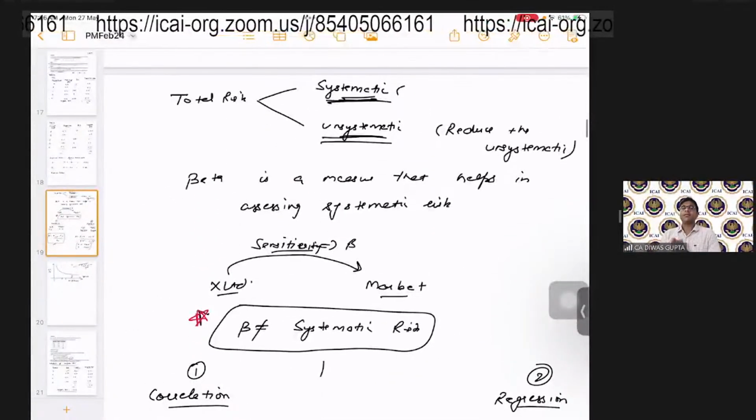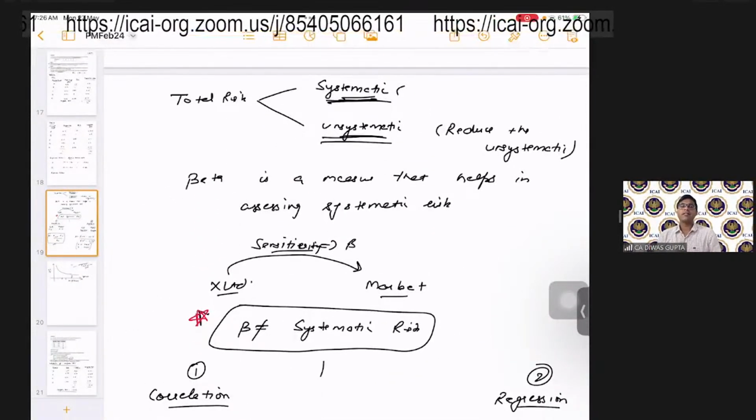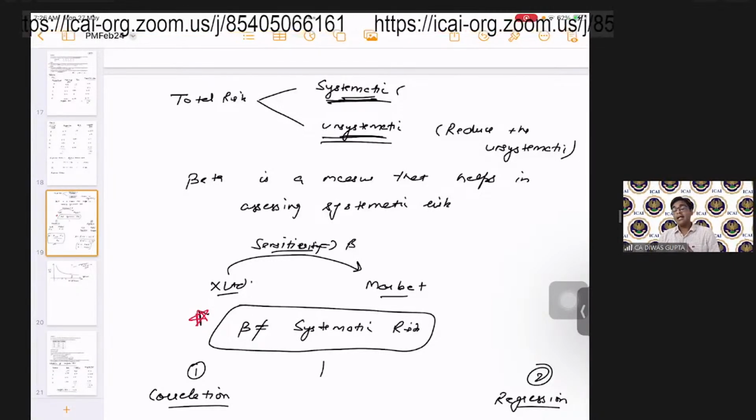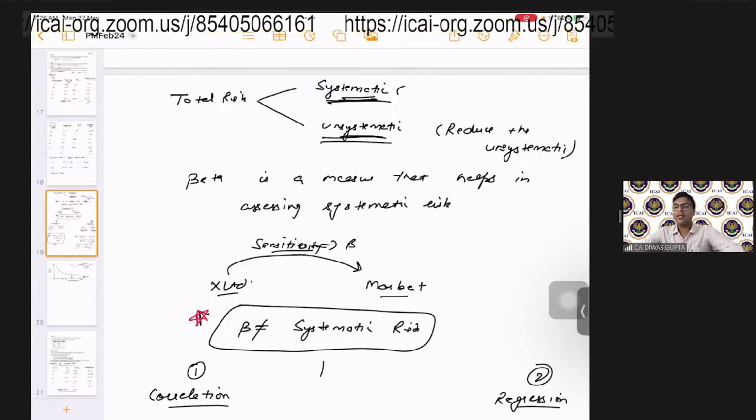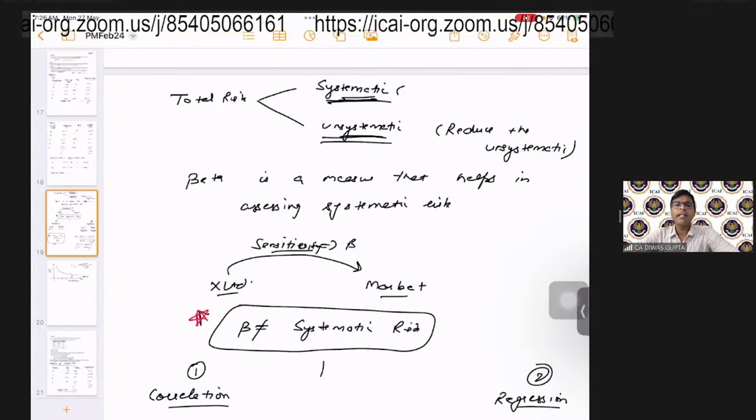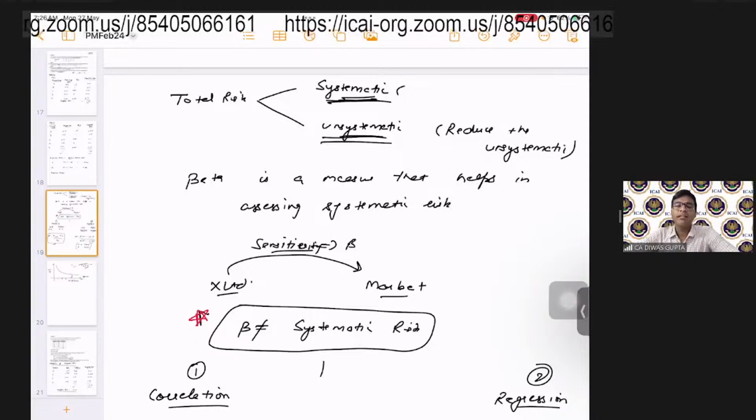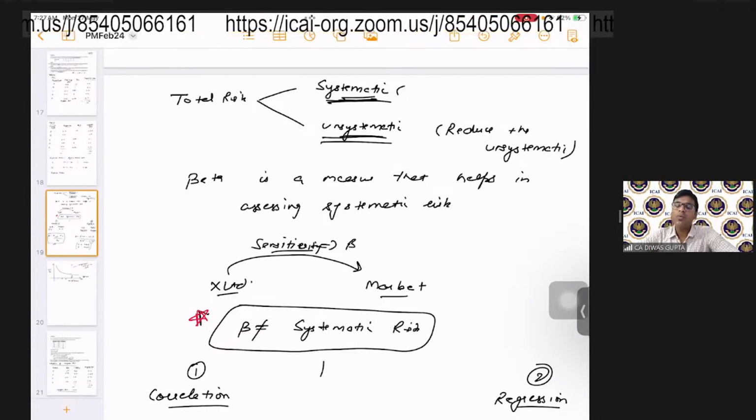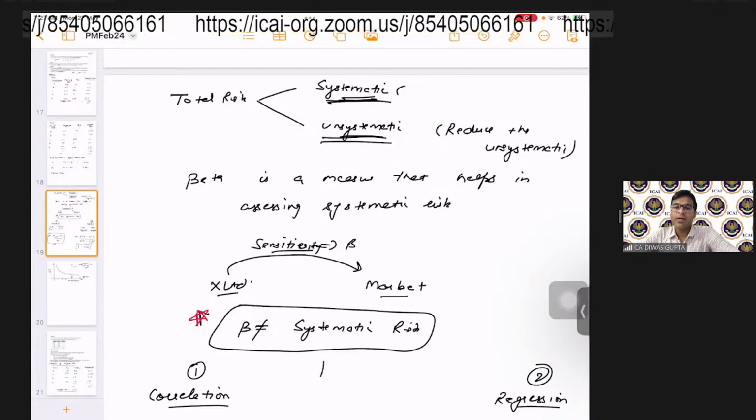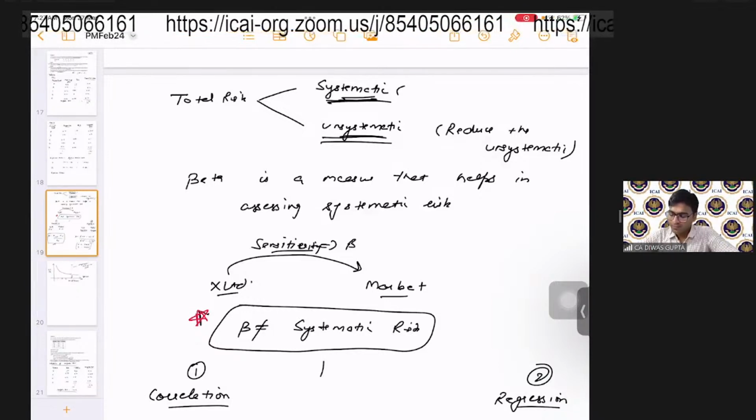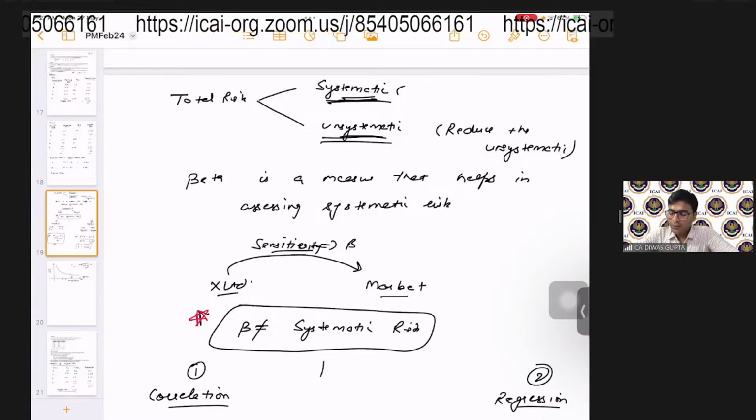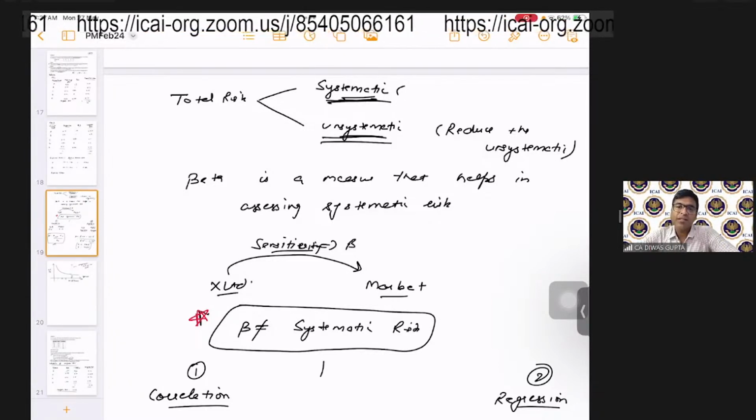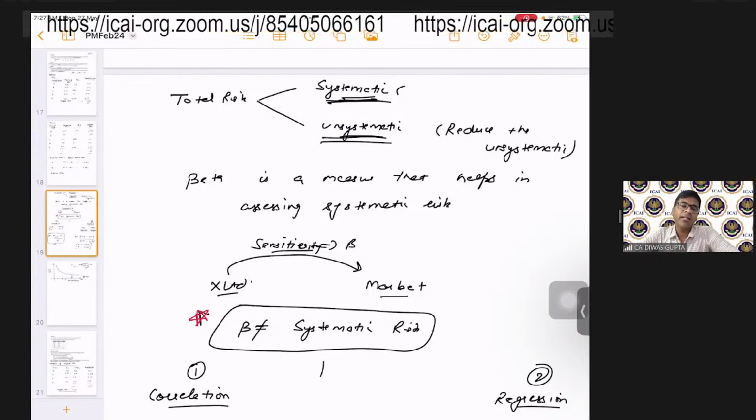Now let's come to another interesting discussion, which is systematic and unsystematic risk, students. As per our first or second slide discussion, we discussed that risk has two elements, macro and micro. Macro is the systematic one, and micro is the unsystematic one. Now, we introduced an element called beta. Beta is a measure that helps in assessing the systematic risk.